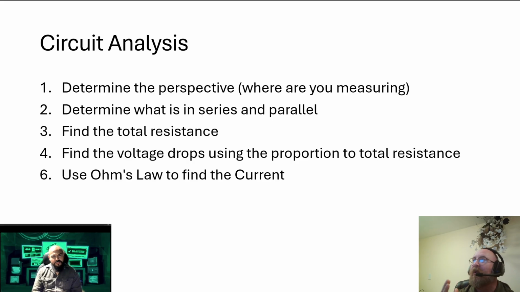So when you're dealing with circuit analysis, you need to determine this perspective. Where are you measuring? Where in the circuit are you measuring? And then from that perspective is where we determine what is in series and what is in parallel. Then we find the total resistance. And then we find the voltage drops using proportion to the total resistance. And we use Ohm's law to find the current. And then we have all of our answers. So this is kind of the workflow that we're going to be going through.